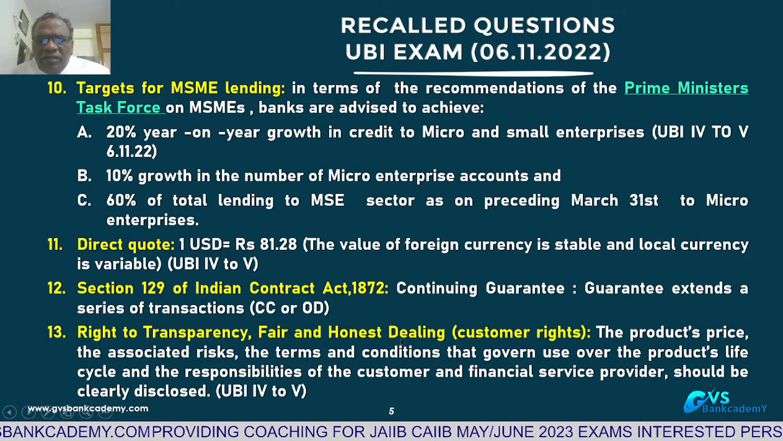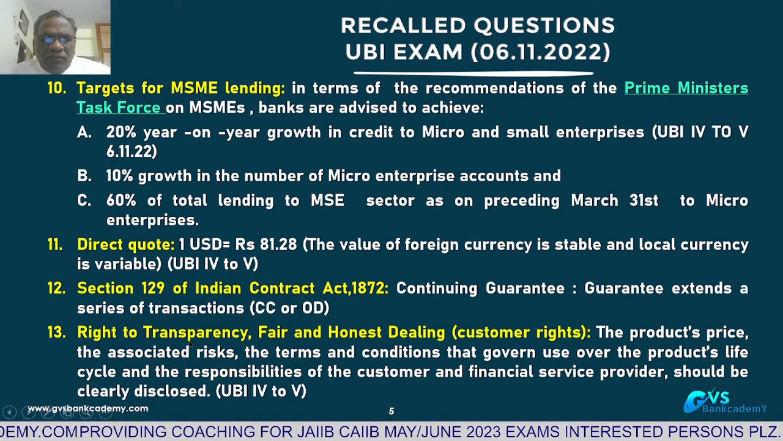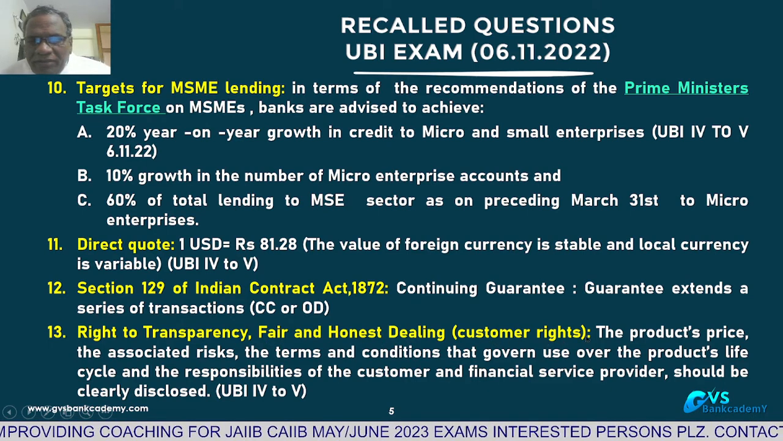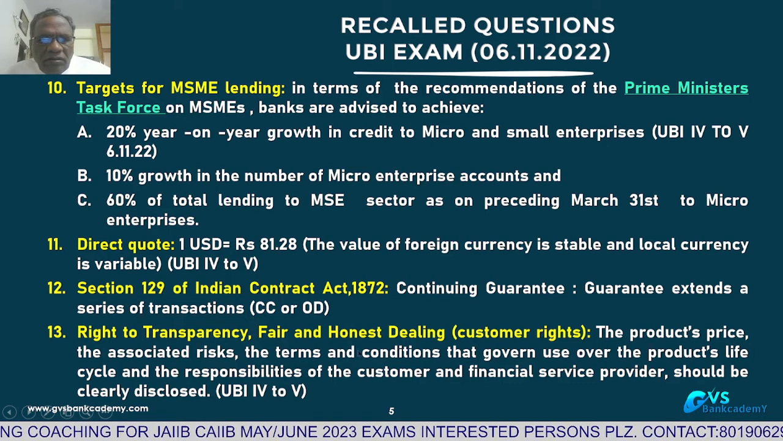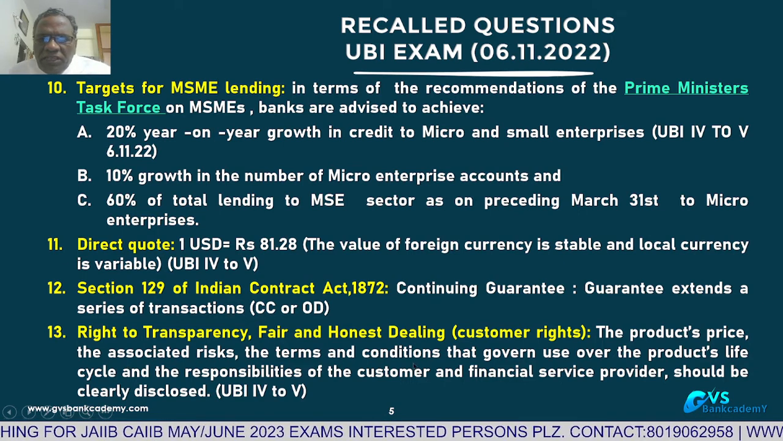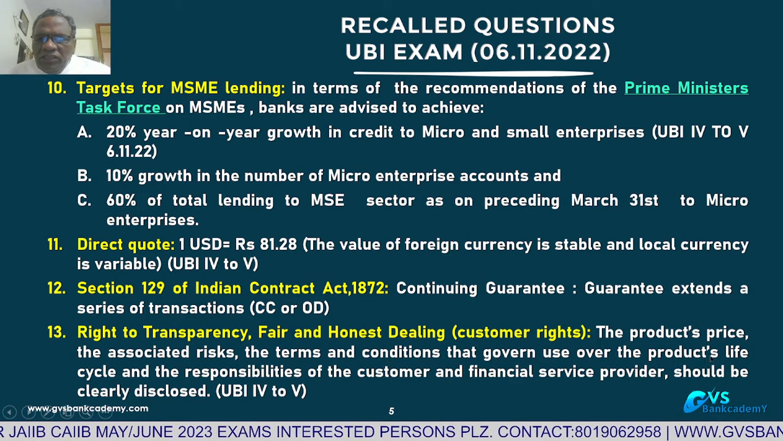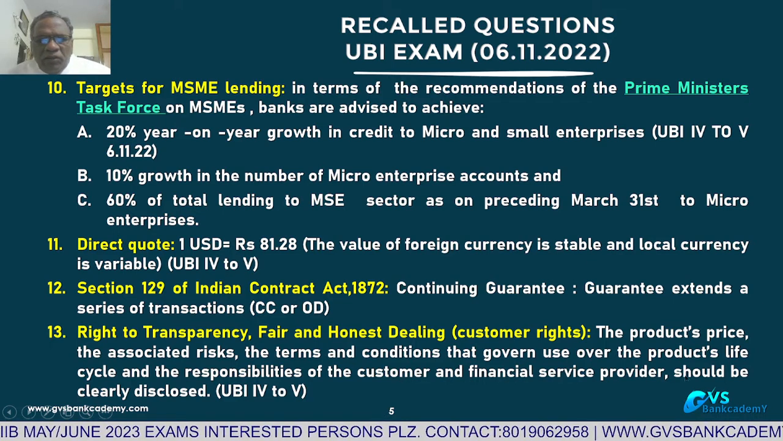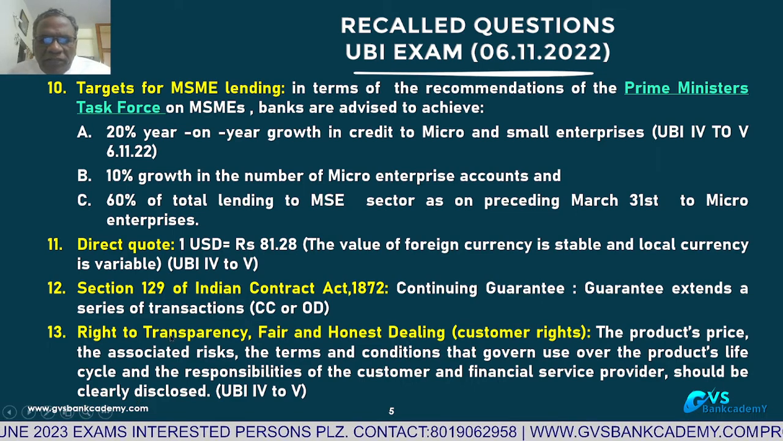Customer rights. Every bank is asking, RBI circular: right to transparency in bank dealings, fair dealing, honest dealing. These are the customer rights. The product price and associated risk in that product, the terms and conditions that govern use of the product, the responsibility of the customer and the banker should be clearly disclosed in the document. Then only will it be transparency.